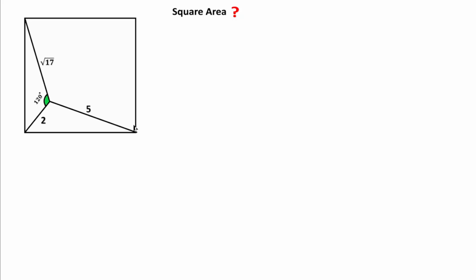Okay, I will find the area of the square using the cosine rule, or you can say cosine formula. What is the cosine rule? Let's suppose there is any triangle ABC, and the side opposite to A is, let's suppose, a units, the side opposite to B is b units in length, and the side opposite to C is, let's suppose, c units in length.